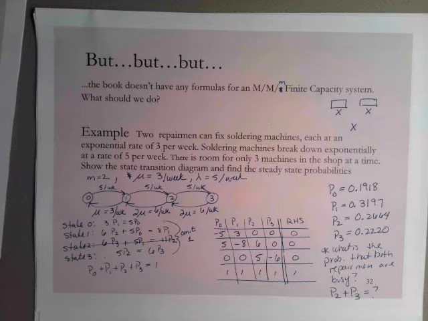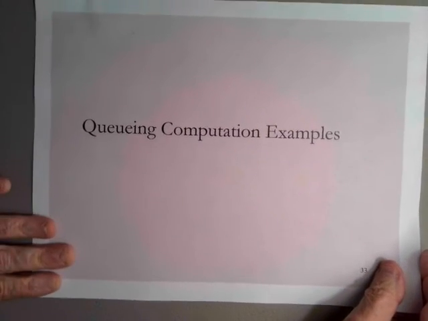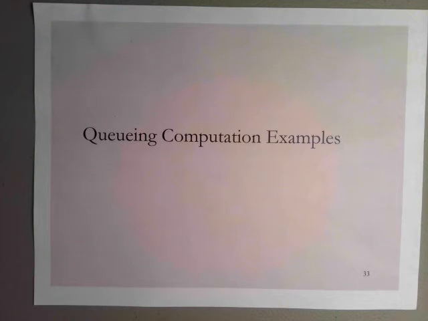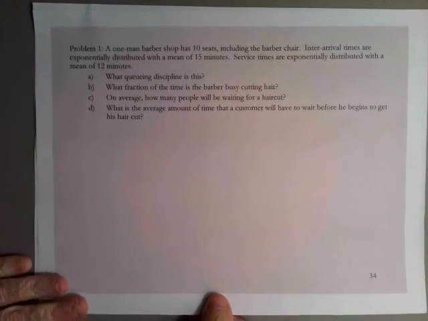Okay, so here's a few queuing computation examples. And I'm really just going to give you the answers when I go through these because I'd like you to actually solve them. So here we have some queuing computation examples. The first one, we have a one-man barber shop. So we already know that the little m here is going to be one server. But the question is, is it finite capacity or infinite capacity? So it's got 10 seats, including the barber chair. All right, so inter-arrival times are exponentially distributed with a mean of 15 minutes. Service times are exponentially distributed with a mean of 12 minutes.